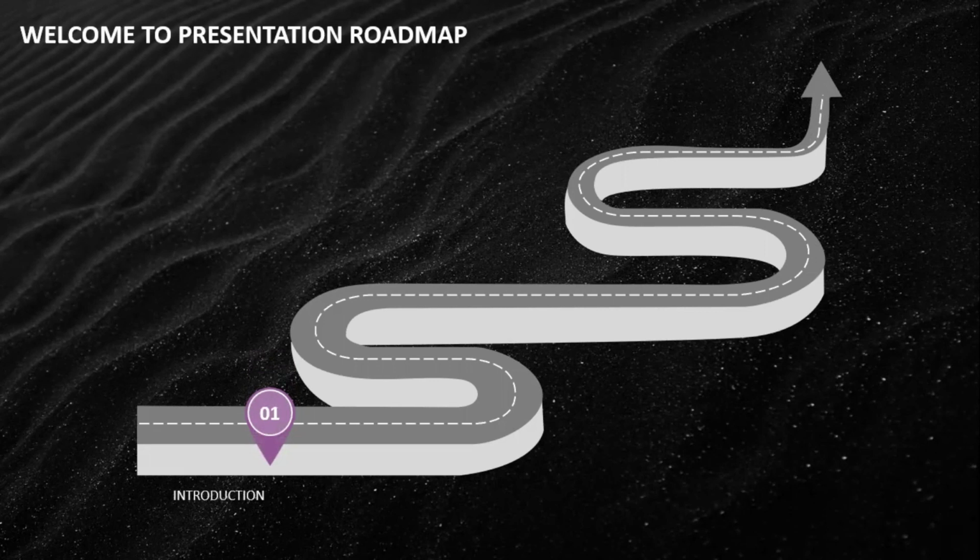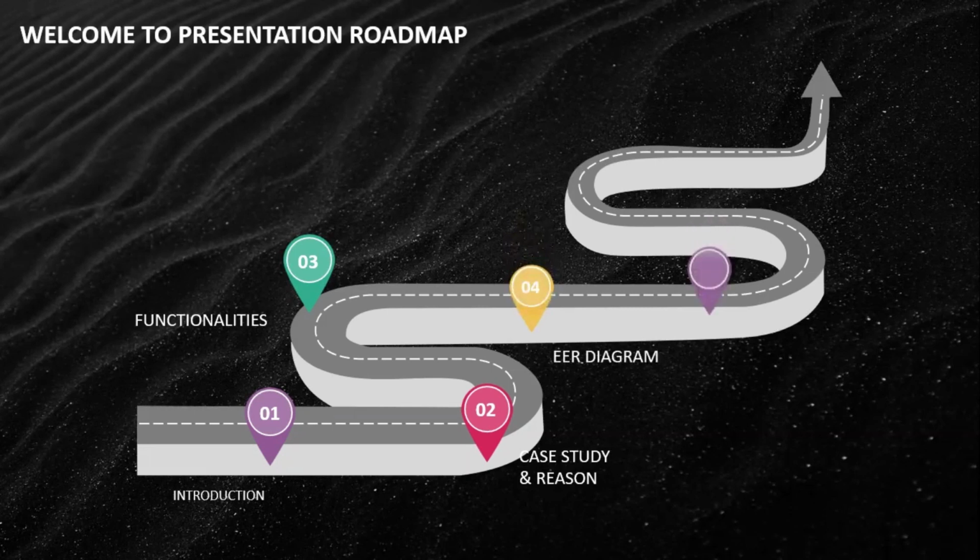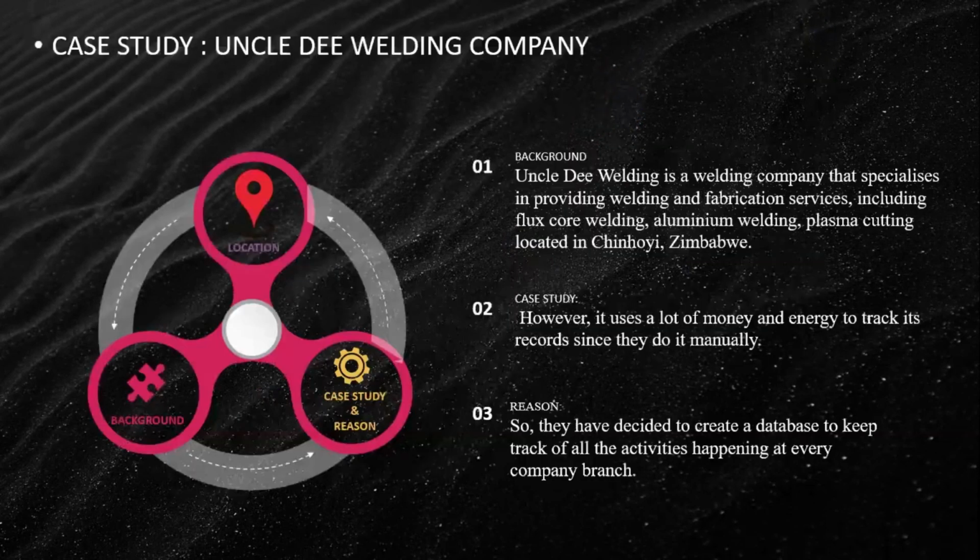Firstly, I'll introduce the topic. Secondly, I'll take you through my case study and the reasons behind doing this project. Thirdly, I'll talk about the functionalities, which are some of the things I intend to achieve at the end of this project. Fourthly, I'll show you my extended entity relation diagram. Then I'll talk about the enterprise rules from the EER diagram. Fifthly, I'll talk about the assumptions which I used. Then I'll talk about the logical table derivation. Then I'll show you my SQL demo.